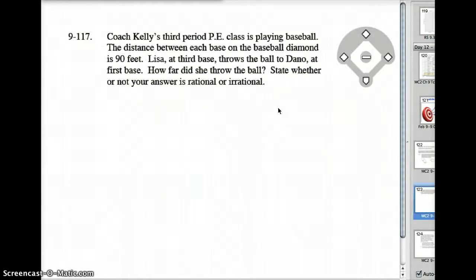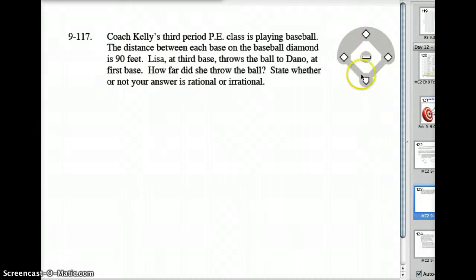All right, the next one that you're going to do is Coach Kelly's third period PE class is playing baseball on this little diamond right here. The distance between each base on the diamond is 90 feet, which means from home plate here to first base is 90 feet. From here to here is 90 feet, from here to here is 90 feet, and here to here is 90 feet.